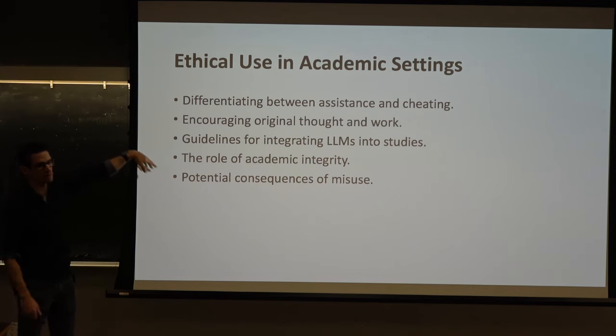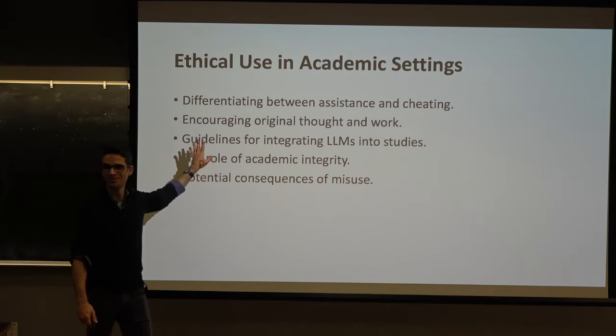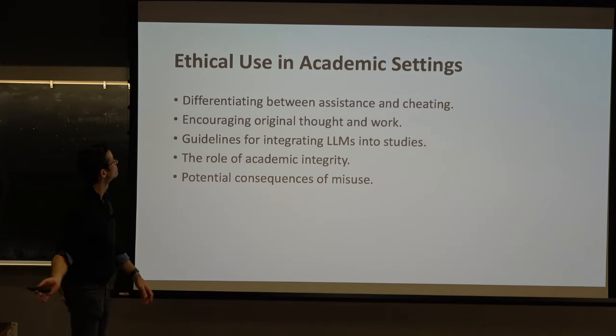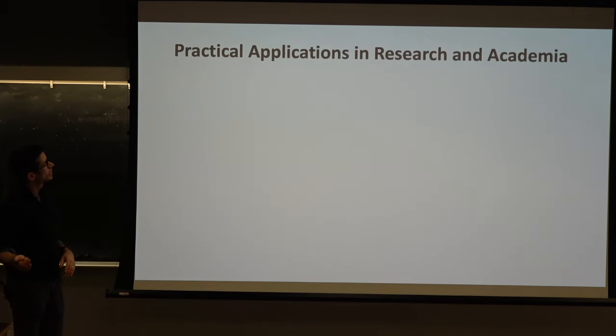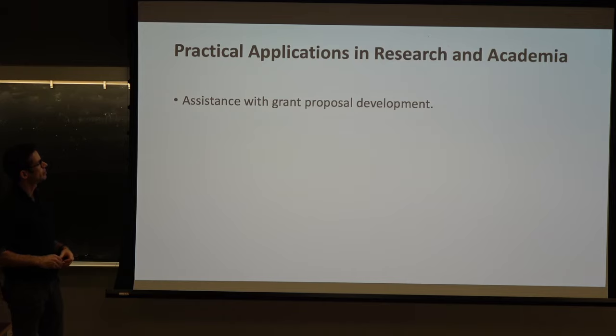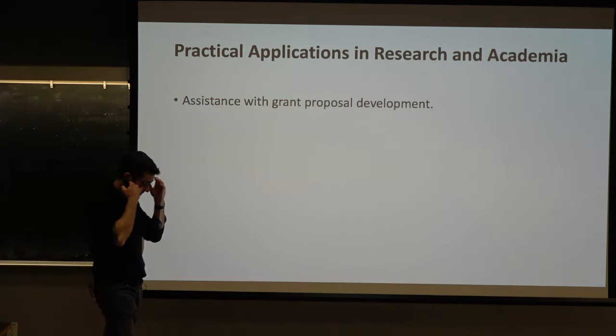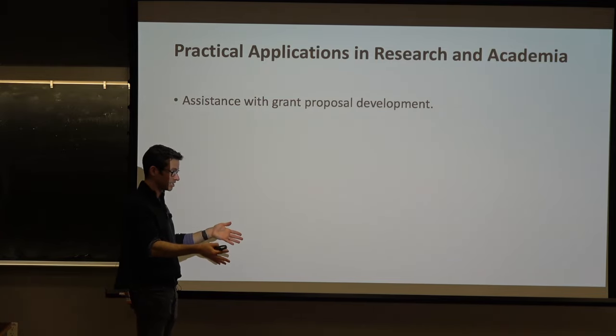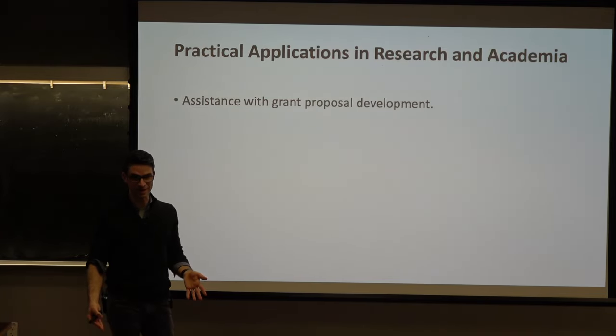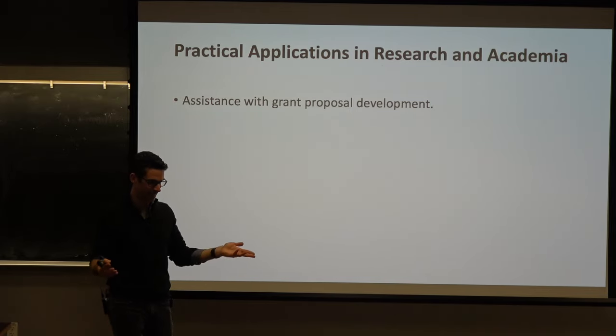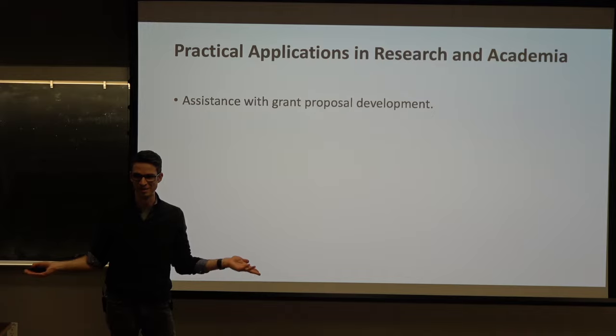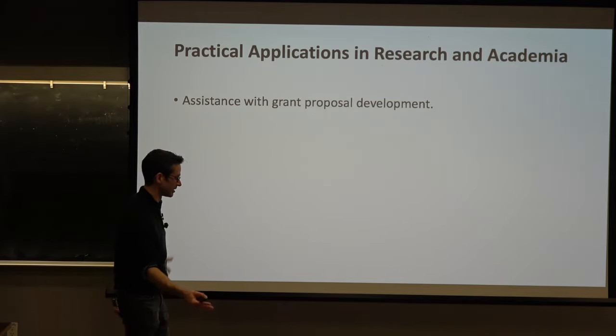ChatGPT didn't really come up with a good slide for this because I covered all of these things. A lot of redundancy here. What are some practical applications in research and academia? Assistance with grant proposal development. This is the same thing as always. You don't take chunks that were written by ChatGPT and put it directly into the grant because one, it'll be kind of obvious. It won't have the right tone. It'll look like ChatGPT wrote it.